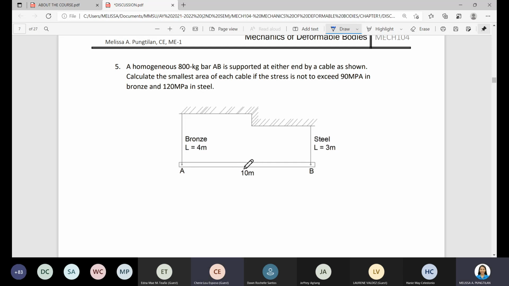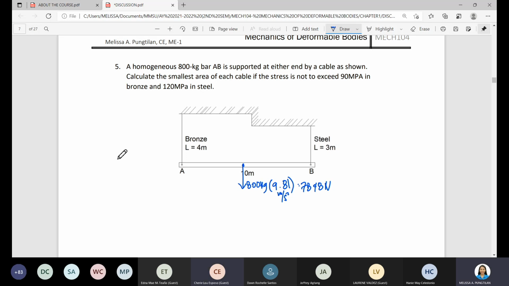So, yung pag mga ganitong bagay, saan nag-a-act yung ating weight? So, nag-a-act yung ating weight sa mismong centroid ng ating bar. So, assume natin dito yung centroid is equal to 800 kilogram. Mass po yung binigay. So, lagay na lang natin into weight by multiplying it by 9.81 meter per second squared. So, this is equal to 7,848 Newton. Okay. So, drawing natin yung free body diagram.